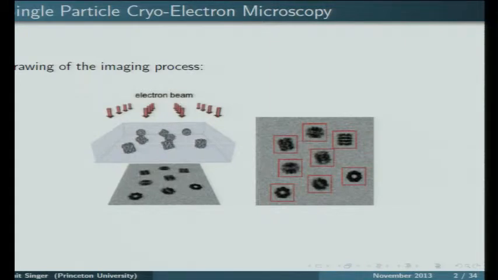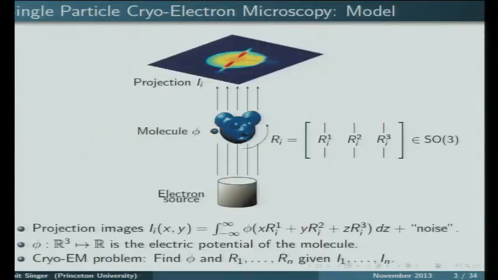You beam electrons through the ice layer, and here you have a film detector or a camera, and what you get are 2D projection images of the 3D molecules. So then you have a micrograph, and you have to box out or do particle picking, and then you end up with 2D projection images from which you want to find a 3D structure. Particle picking here seems a very easy task, but this is just an artist's concept. In reality, the level of noise is much, much higher.